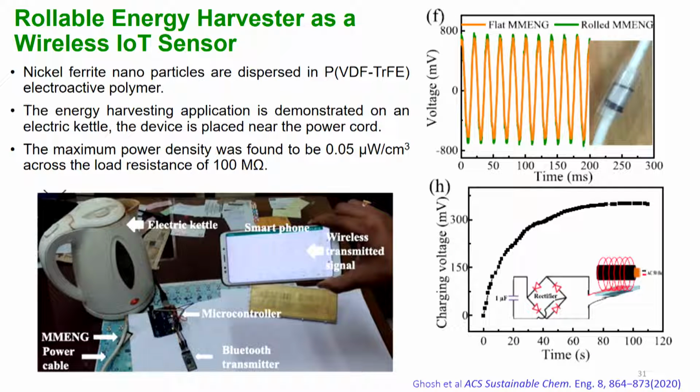Okay. Now, another device they have done is using this. This is one of the practical applications they have found out, and they are actually using it in a microcontroller. And then using a Bluetooth transmitter, they are able to connect it to the smartphone. I have seen this kind of very practical application they have done. Here they have used nickel ferrite nanoparticles dispersed in PVDF-TrFE.